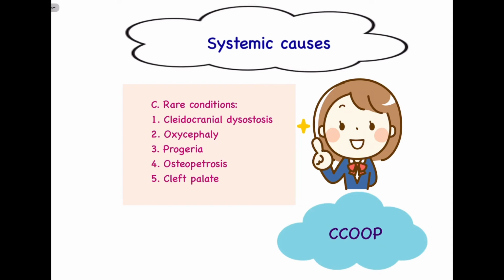Apart from prenatal and postnatal causes, we can also classify systemic causes under rare conditions. That is, these diseases are not very common per se, but if they are present, they are a bit serious conditions wherein we can definitely find multiple impacted teeth. First one is cleidocranial dysostosis. As I have mentioned previously, it can definitely lead to multiple impacted teeth. Then we have oxycephaly, progeria, osteopetrosis, and cleft palate.